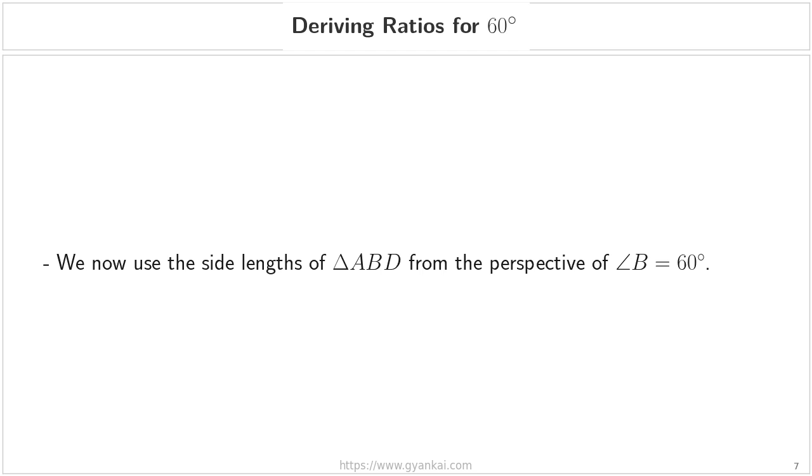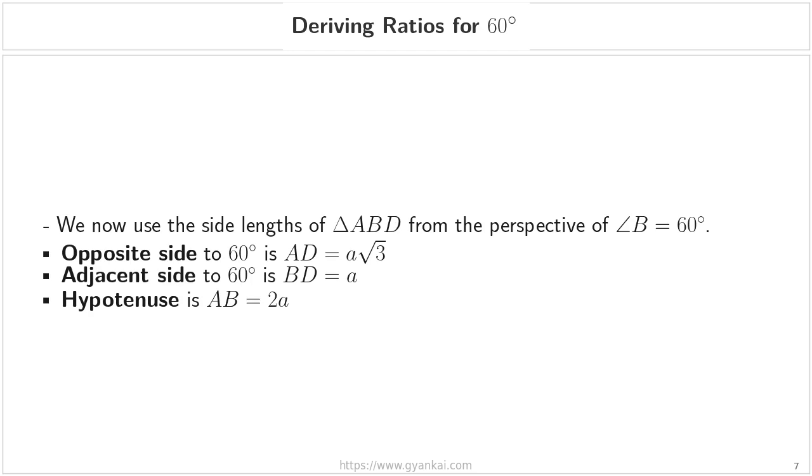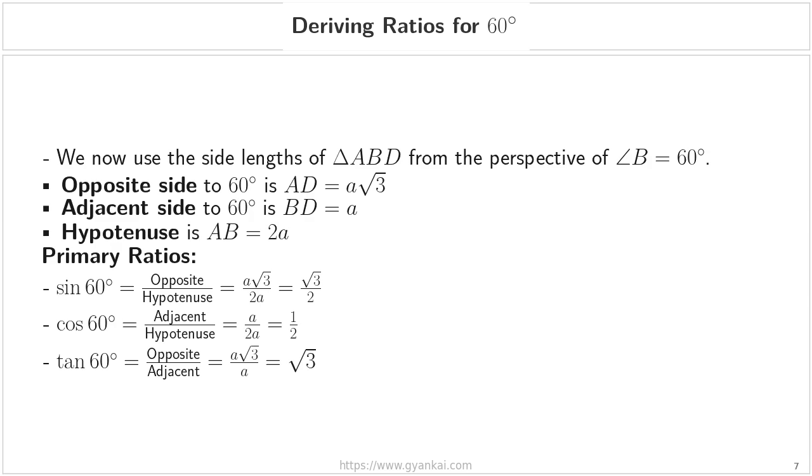First, let's identify our sides relative to this 60° angle. The side opposite to 60° is the altitude we calculated in the previous step, which is AD, or a times the square root of 3. The side adjacent to our 60° angle is BD, which is simply a, and, as we established earlier, our hypotenuse is the side AB, which has a length of 2a. With these side lengths identified, we can calculate our primary trigonometric ratios.